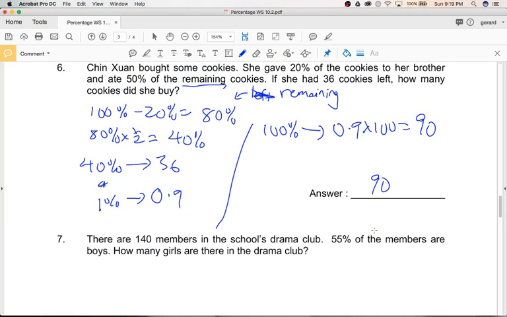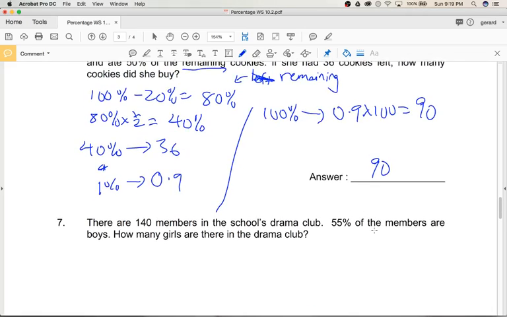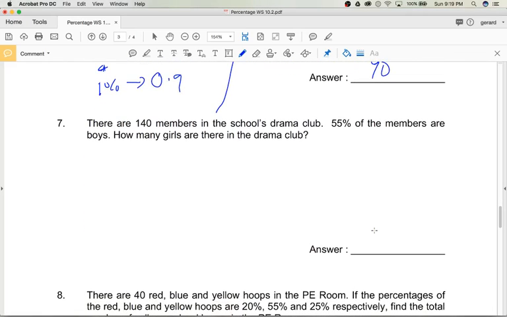Now let you see for a while. Question 7. There are 140 members in the school's drama club. 55% of the members are boys. How many girls are there in the drama club? They're talking about boys, but they want to find girls. I don't think there are any other kinds of children other than boys and girls. So 100% minus 55% gives the girls, which is 45%.